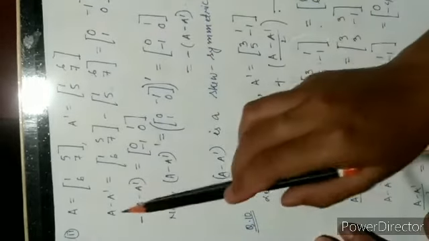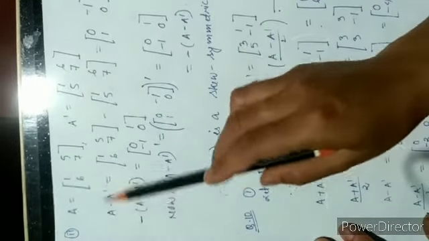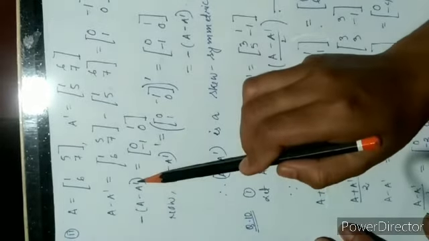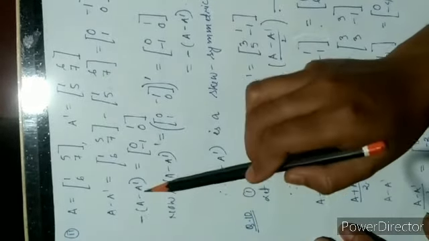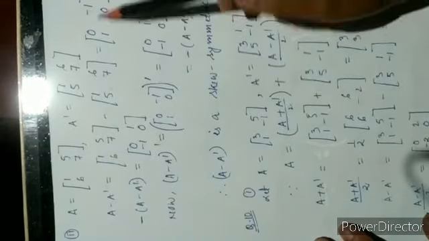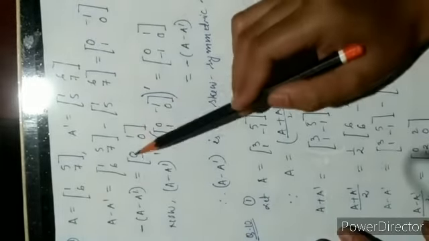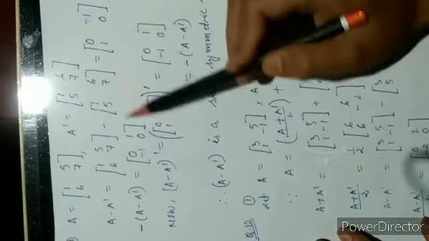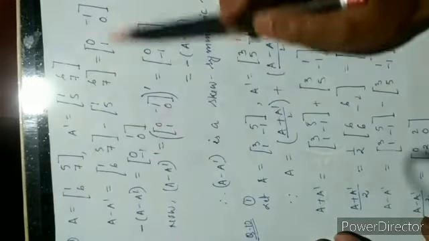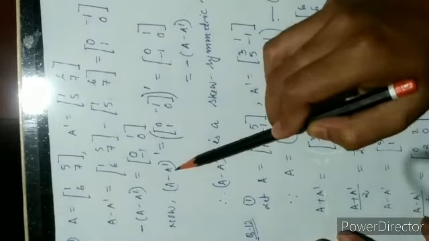We need to show that A minus A dash is a skew symmetric matrix, so find the negation of this expression, minus of A minus A dash. Negation of A minus A dash is obtained by multiplying these elements by minus 1. 0 into minus 1 is 0, minus 1 into minus 1 is plus 1, plus 1 into minus 1 is minus 1, 0 into minus 1 is equal to 0. Then find the transpose.